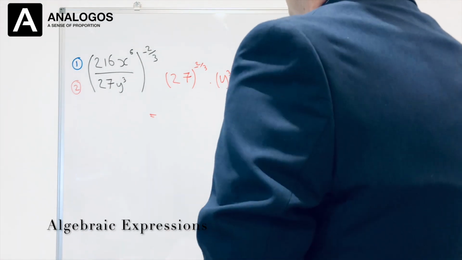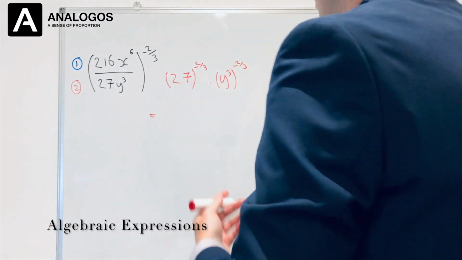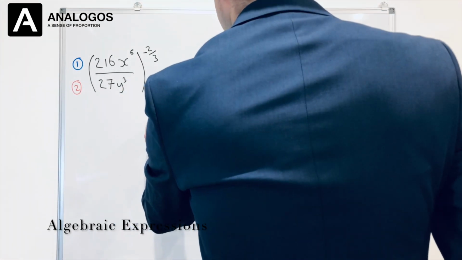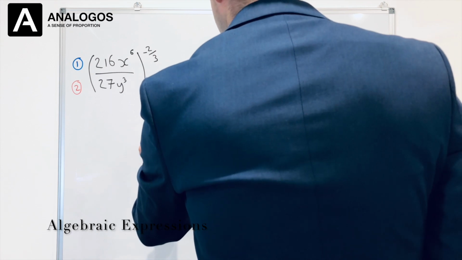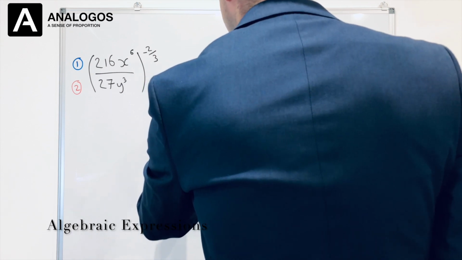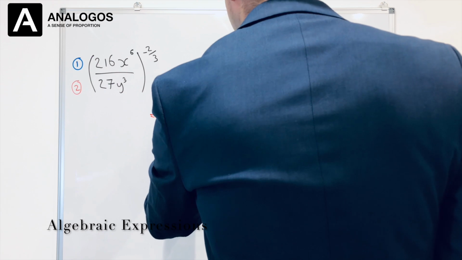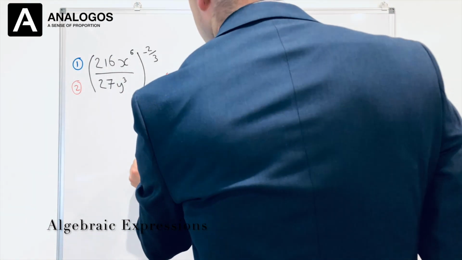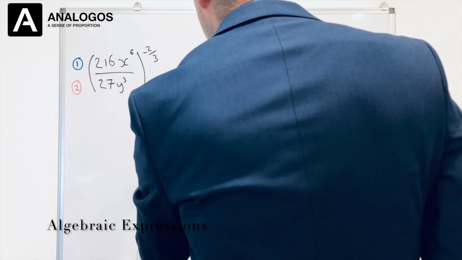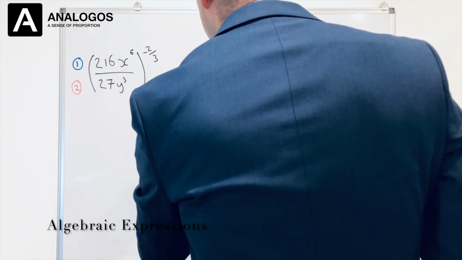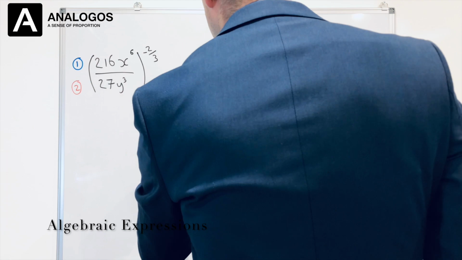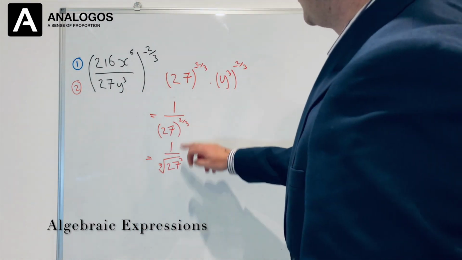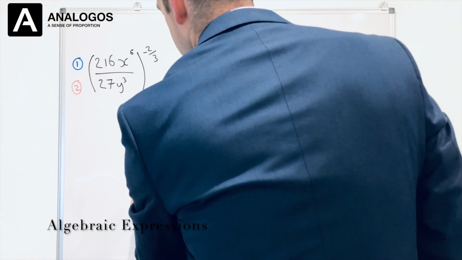Okay, so we've got a negative power. We want to bring that to the bottom first, so you could rewrite that as 1 over 27 to the power of 2 over 3. The power is now positive because we brought it down to the denominator. How can we rewrite that? It's 1 over the cube root of 27 all squared. Okay, that equals that.